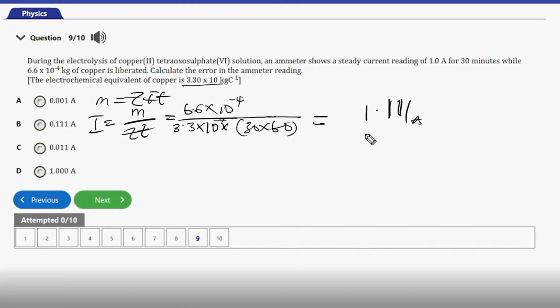So the error in the ammeter reading here will be the actual value here, which is 1.111 minus the error reading, that's 1 ampere, and that will give us 0.111 ampere. So that's option B here guys. So option B is the answer to this question. So that's it for this question.